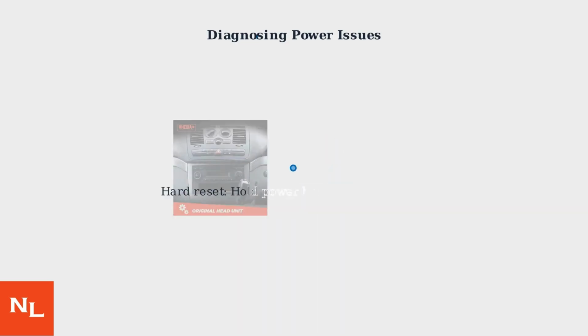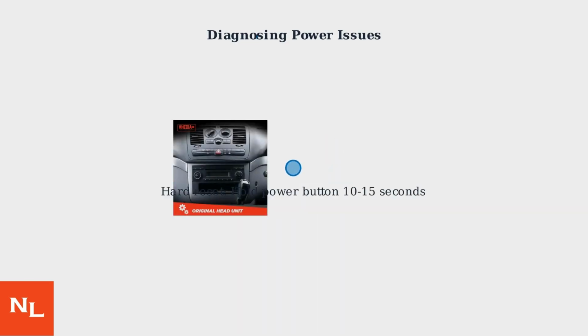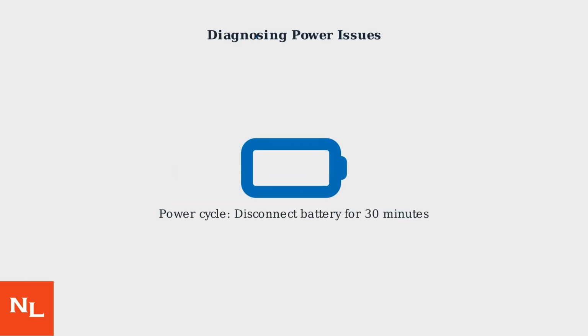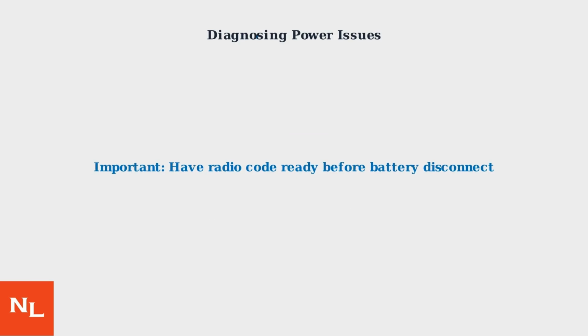Try a hard reset. Press and hold the power button on the head unit for 10 to 15 seconds. For a power cycle, disconnect the car battery for 30 minutes to reset the system and clear error codes. Always confirm you have the radio code before disconnecting the battery.